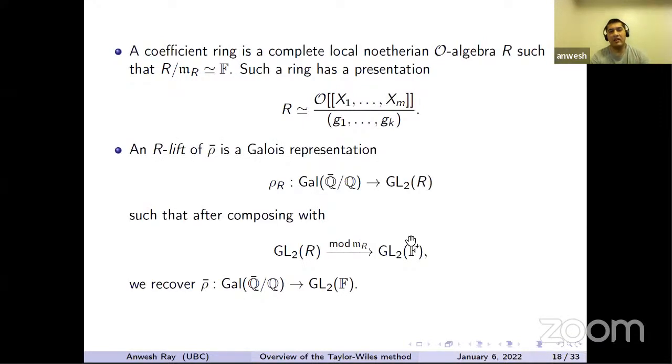So what's an R-lift of rho bar? An R-lift is just a representation from the absolute Galois group to GL2 of R, such that when we compose this representation, after going modulo the maximal ideal, we recover rho bar. So we have this representation to GL2 of R, and then we go modulo the maximal ideal, and we recover rho bar. That's what an R-lift is.